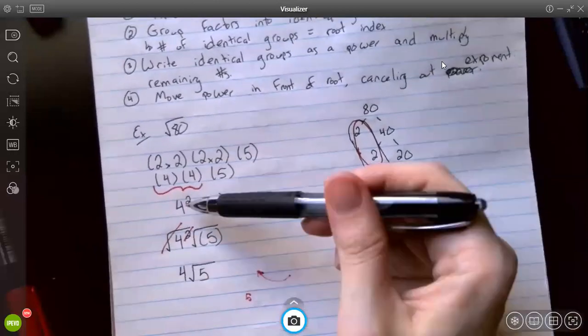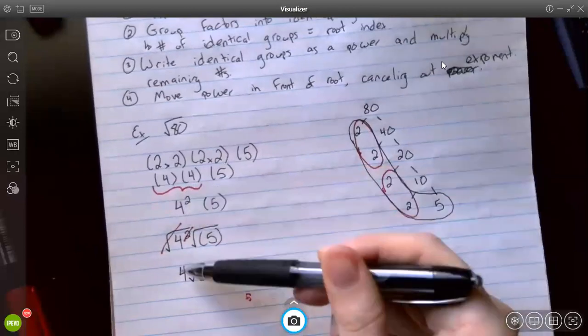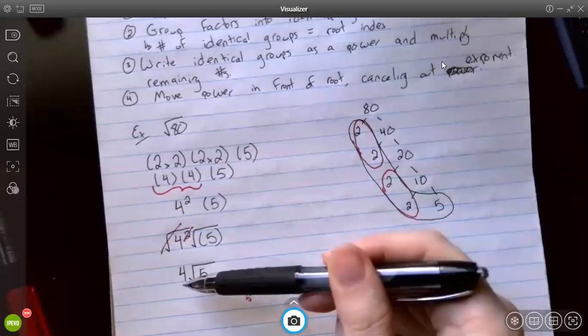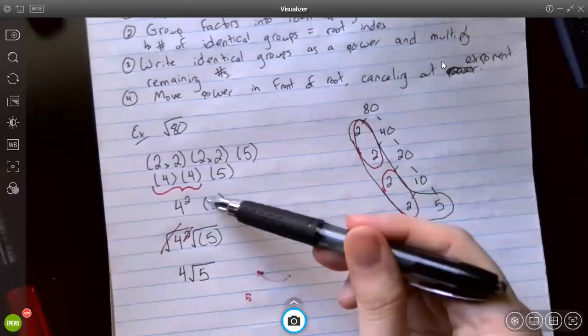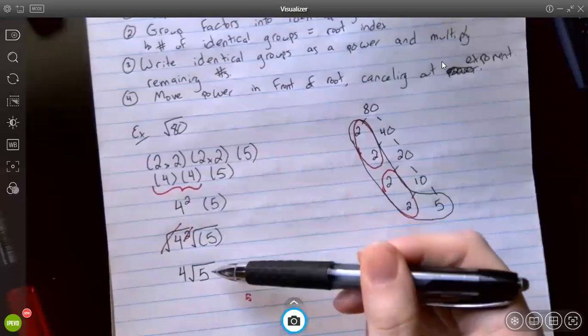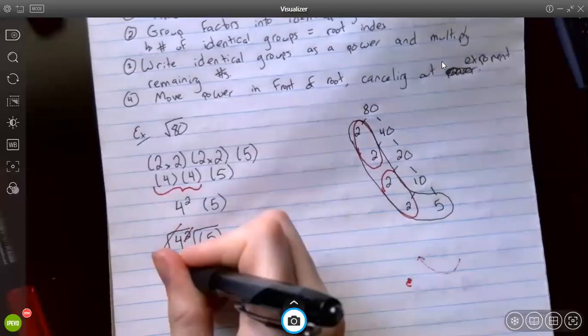Okay, so I went from a 4 squared, that is my power, it goes in front of the root, and the exponent gets canceled out. I'm left with just a 4 in front of the root, and the number that did not fit in my identical groups has to stay underneath my root sign. So that is what the final answer would look like.